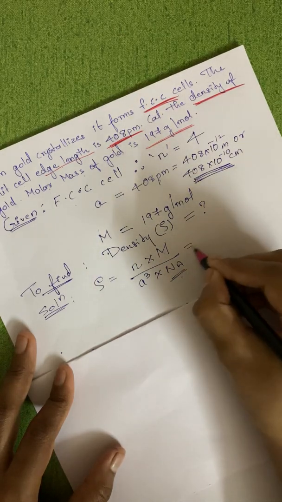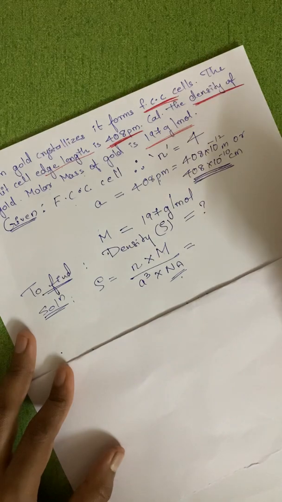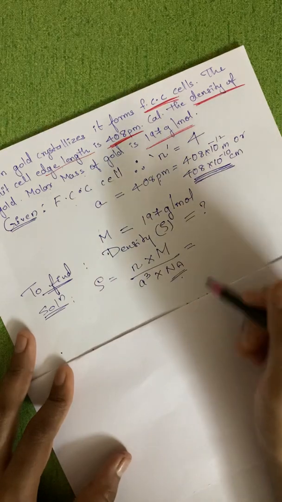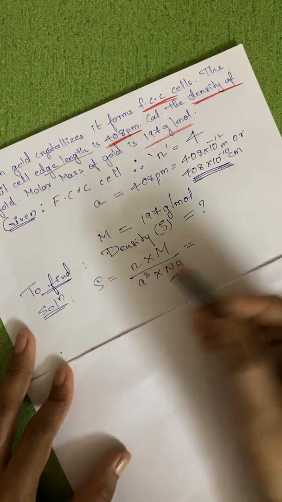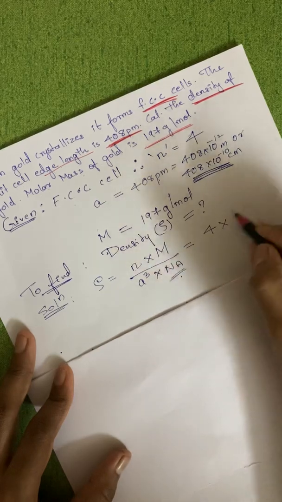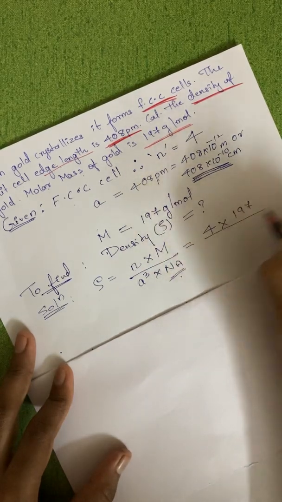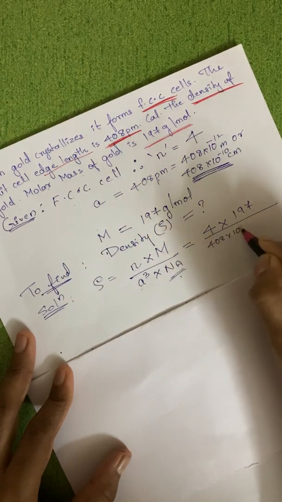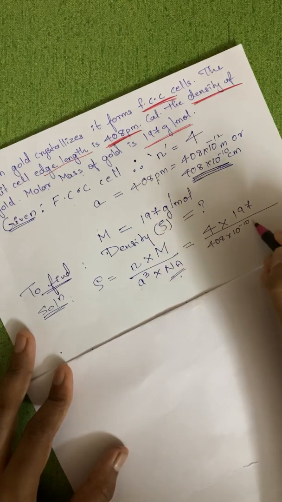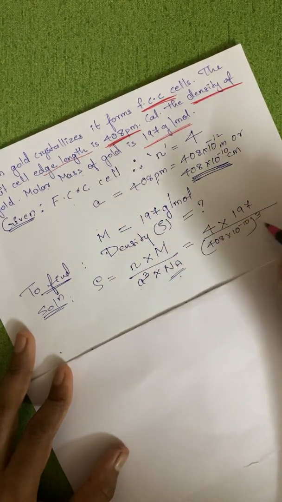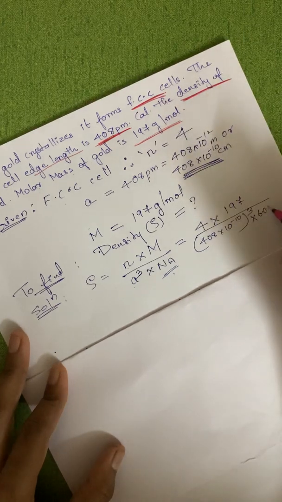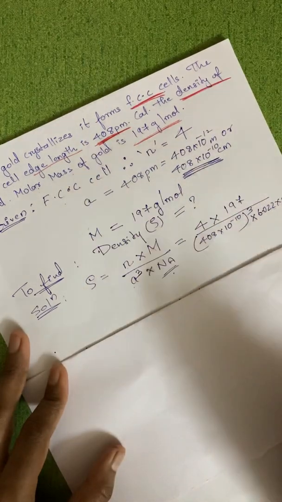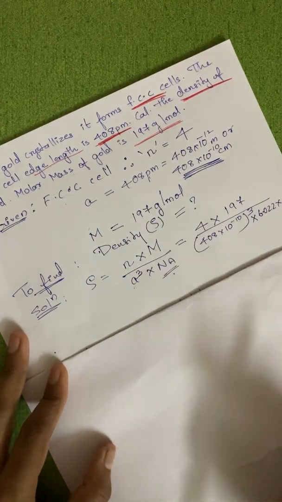Okay, so we'll just substitute. The calculation will be done by you, and do check the answer in your textbook. Okay, so N is equal to 4, into molar mass 197, upon a cube. A cube is 408 into 10 raised to minus 10, whole cubed, into Avogadro's number 6.022 into 10 raised to 23. You can solve and find the answer for this. Okay, so hopefully you will do it.